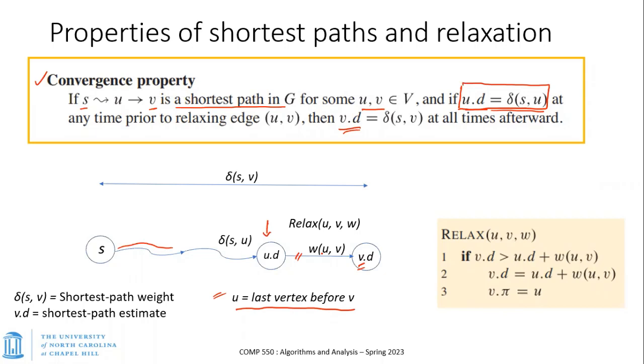So if you've got this long path and you've figured it all out until the last component, then as soon as you relax the last edge, the new estimate at the destination is guaranteed to be the shortest path weight. This takes a little bit of time, but it's important to understand because it is critical in the proofs.